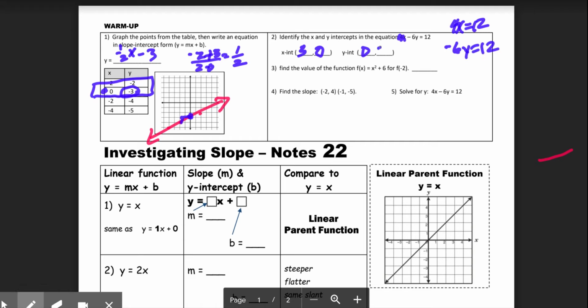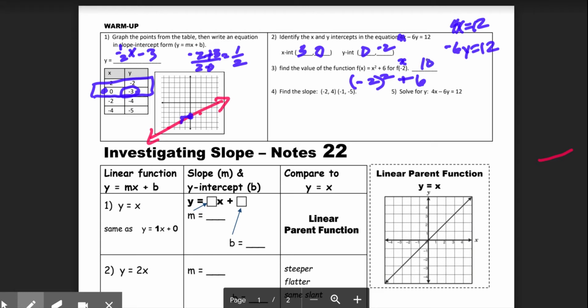Number 3 says find the value of the function f of x equals x squared plus 6 for f of -2. So you're going to put -2 in place of x. You square it. Make sure you put parentheses around the -2, put the square on the outside of the parentheses, and then you add 6. You can also put this into your graphing mode and go to the table and look to see, when x is -2, what your y value is. So -2 squared, that's 4, and 4 plus 6 gives you 10.